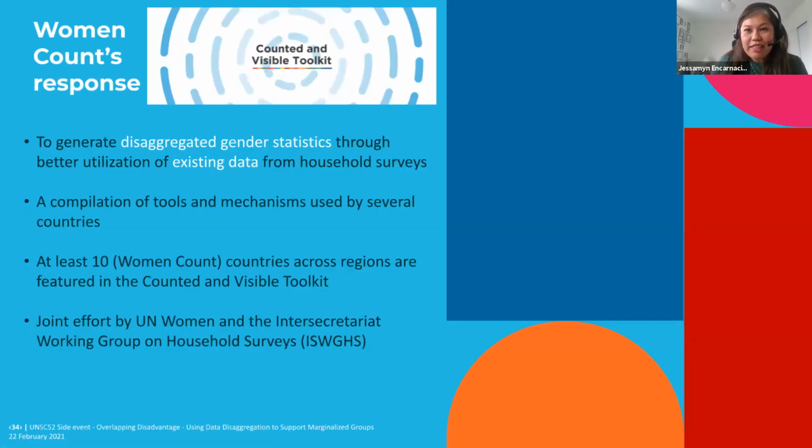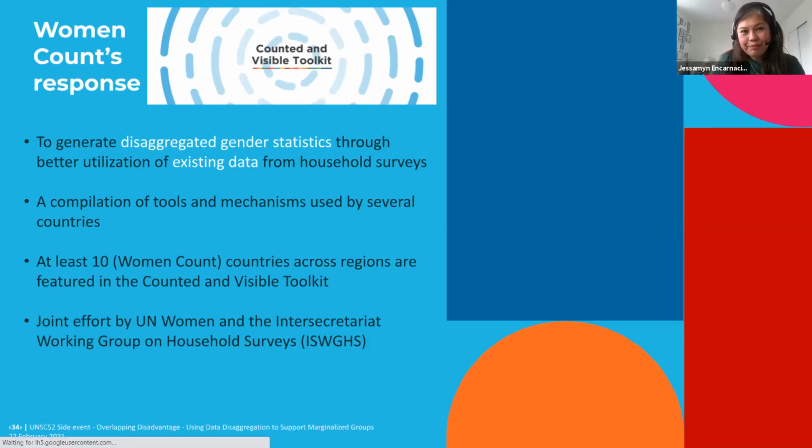Now, Women Count is UN Women's global gender data program, and part of its efforts is to generate disaggregated gender statistics by using already existing data from household surveys. In this regard, we're doing that through the production of the Counted and Visible Toolkit. While of course this is a joint effort by UN Women as well as the Intersecretariat Working Group on Household Surveys, much credit is due to our national partners, particularly the NSOs and the Ministry of Women, without whom we would not be able to compile all these country examples and tools that we would like to share with national statistical systems.